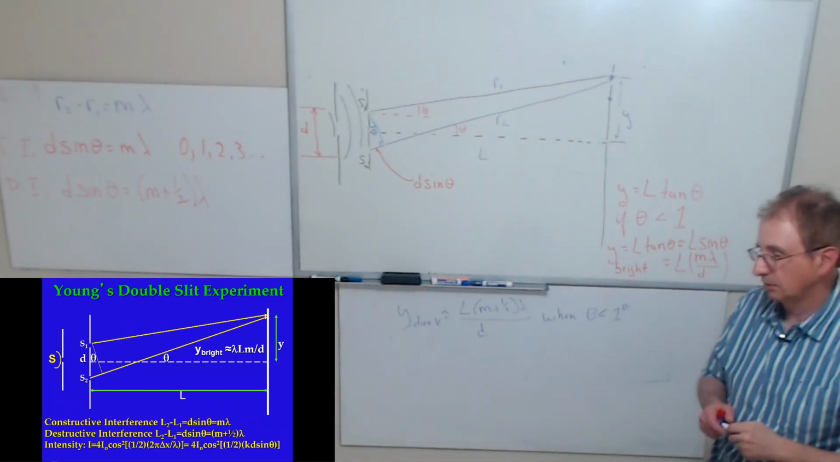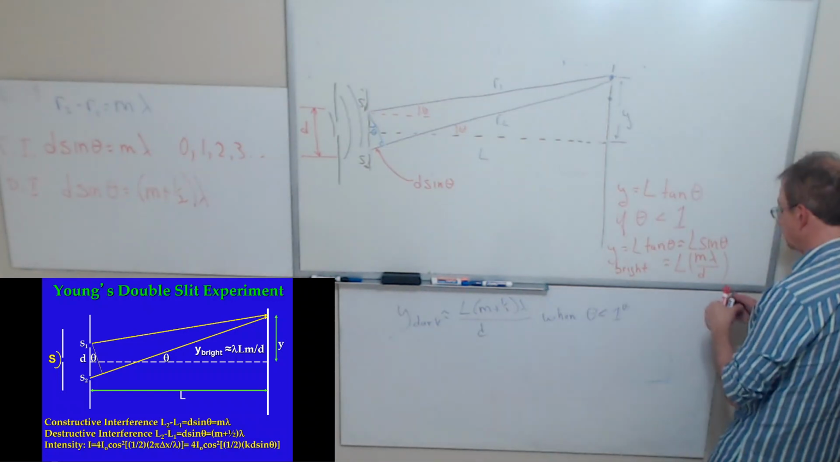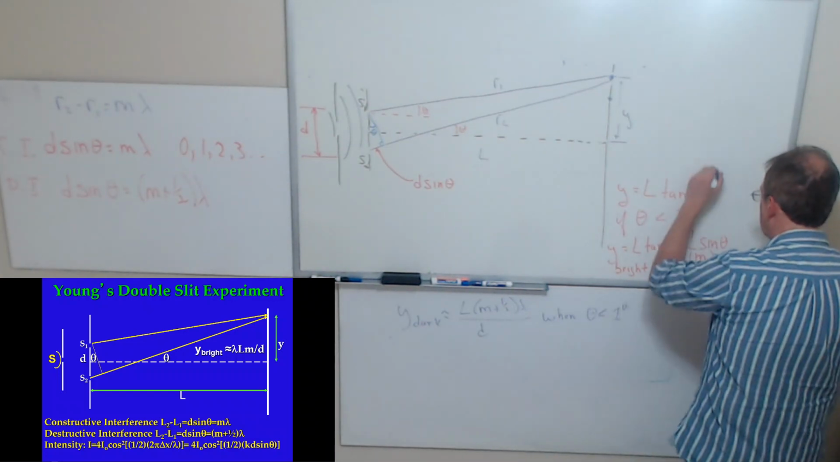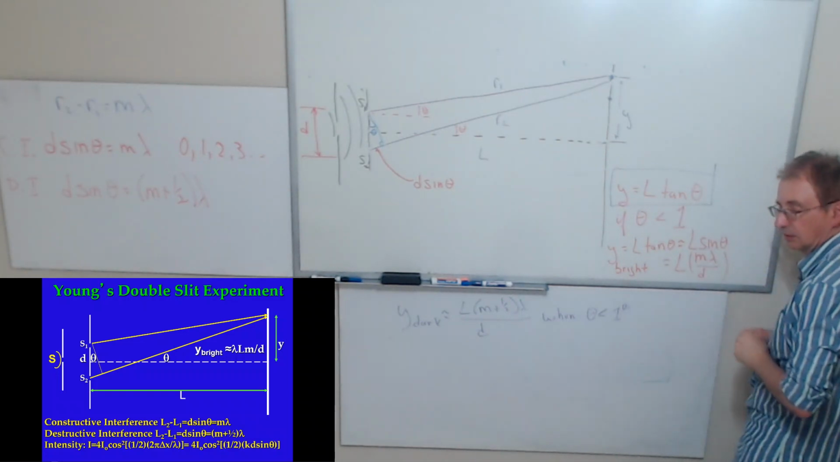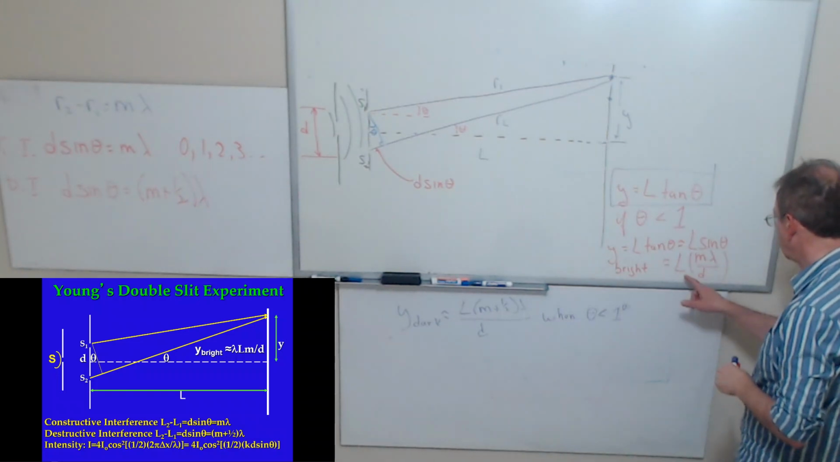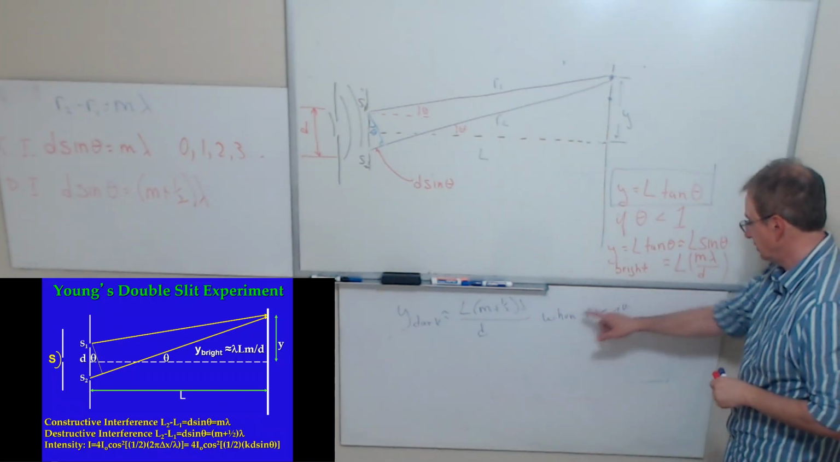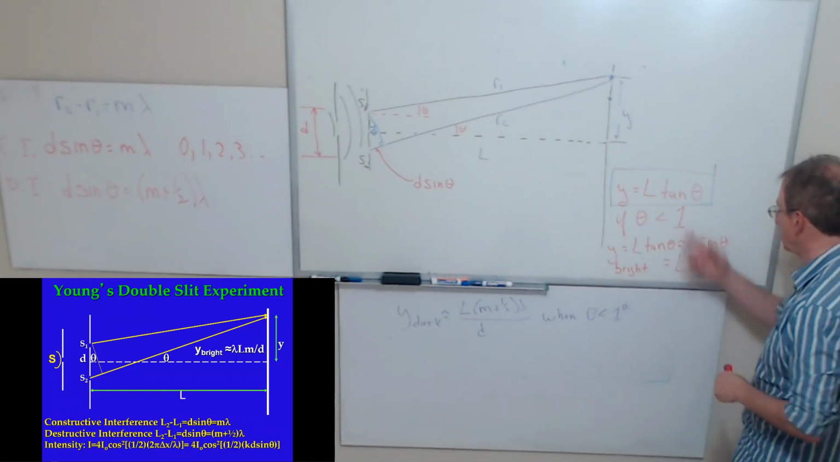Okay? You can always use this equation: y equals L tangent of theta. You only want to use this or this when the angle is small and you know whether or not that's a bright spot or dark spot. This works no matter what.